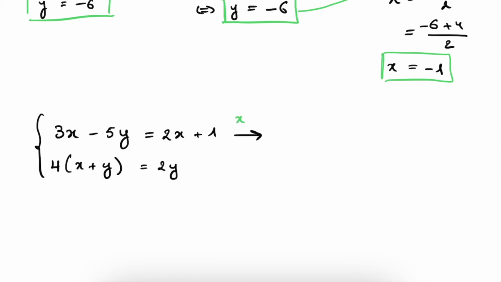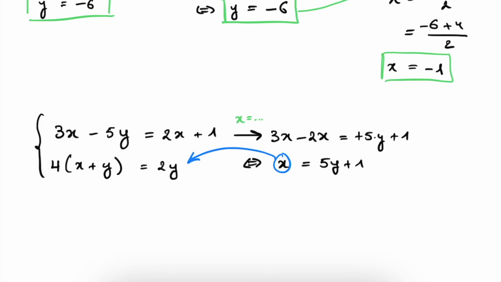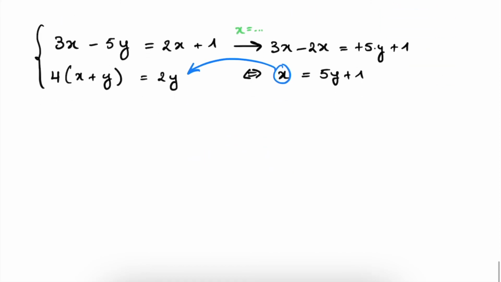The first equation we rewrite as x is equal to something. And how do we do this? Well, we get 3x minus 2x, because this 2x we get to the other side of the equality sign, is equal to plus 5 times y plus 1. Or if we rewrite this, we get x is equal to 5y plus 1. And we already have our expression for x from the first equation. This expression can then be used in the second equation to get a number for y. Let's see how this goes.